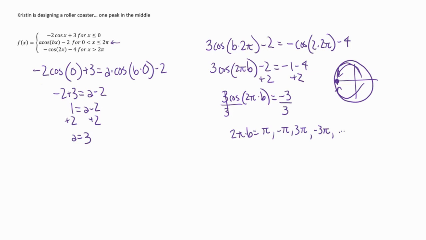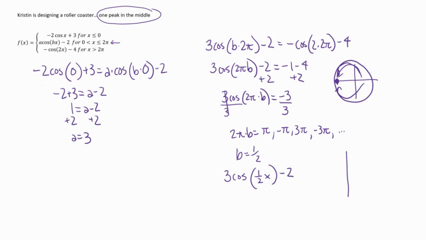So we have to figure out which one of these is going to make the most sense with the information we're given, which is that there is one peak in the middle. So let's just start with a simple one. Let's say 2 pi times b is equal to pi. So if 2 pi times b is equal to pi, divide both sides by 2 pi, I get b equals 1/2. And let's see if that works. So the middle section would be 3 cosine of 1/2 x minus 2.